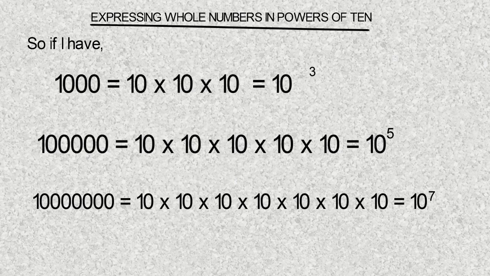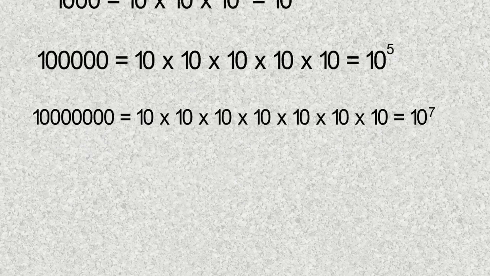Also, for the second one, how many zeros do I have? I have 5 zeros. So this will give me 10 times 10 times 10 times 10 times 10, which will give me 10 raised to power 5. And the last one, I have 7 zeros. So this will give me 10 times 10 times 10 times 10 times 10 times 10 times 10, which will give me 10 raised to power 7.